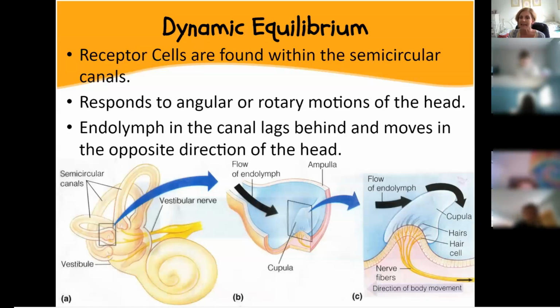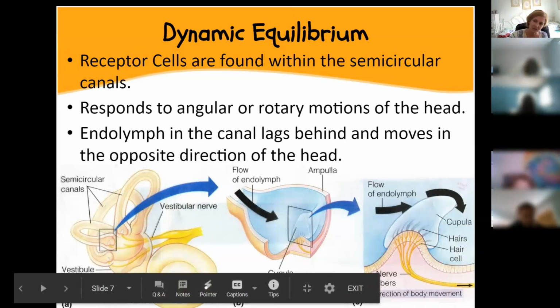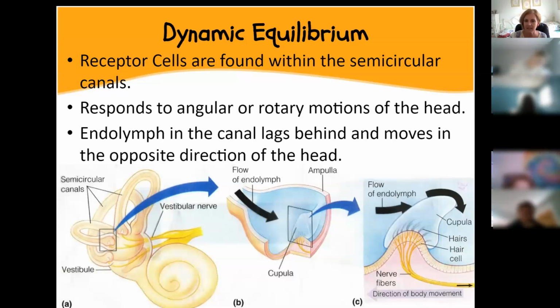It continues to move after you've stopped moving, which is why a lot of times you feel like you're still spinning after you get off of a roller coaster, or you still feel like you're on the snowmobile after you've gotten off the snowmobile, because that fluid is still in motion. So it has a little bit of a lag behind it.